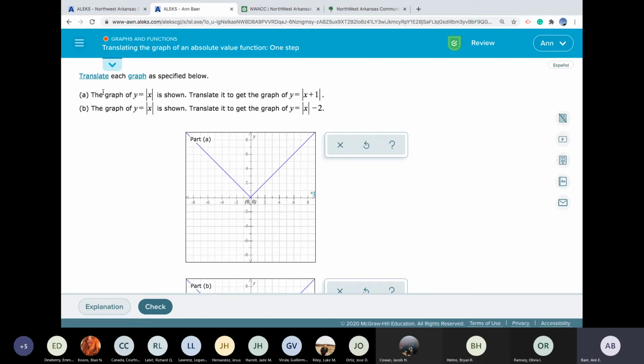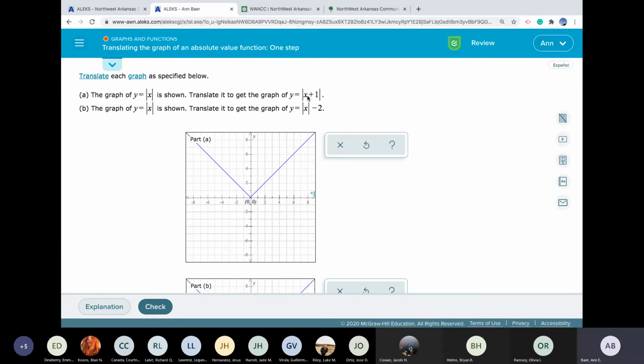So let's look at A. The graph of our parent function, y equals absolute value of x, is shown. Translate it to get the graph of y equals absolute value of x plus 1. The 1 is being added next door to the x. This is opposite of what we would think.